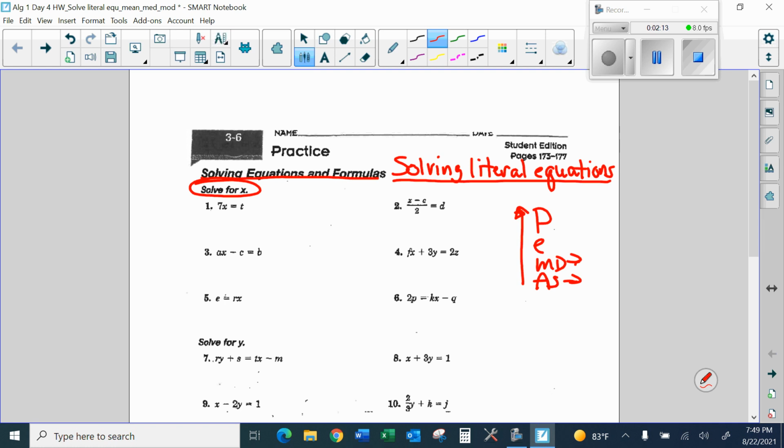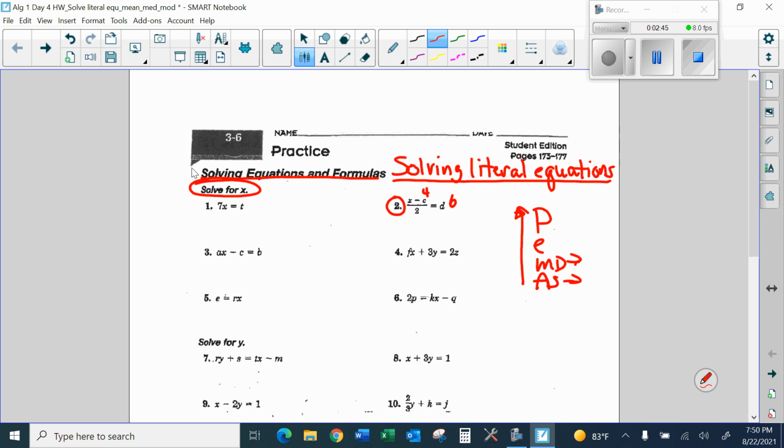It doesn't change whether there are variables in it or numbers. Now you could, as practice, actually plug numbers in. If, for example, number 2 looks confusing, let's say I plugged in a 4 there and a 6 there for the D, like the problems you had in the last worksheet. You solve it the exact same way as if it said x minus 4 over 2 equals 6. You do the same steps. It just happens to be variables instead of 4 and 6. They're variables C and D.